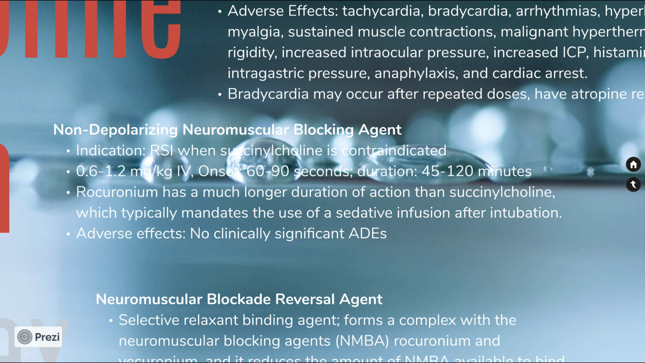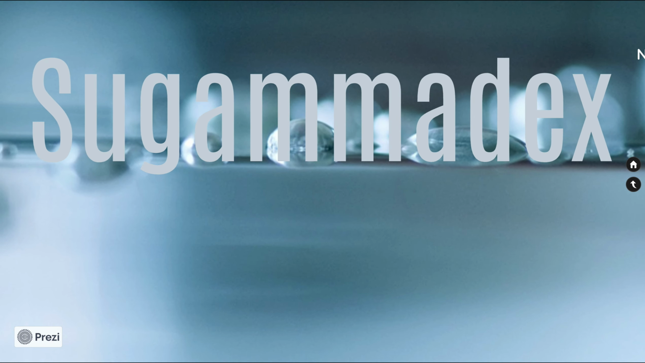But it is widely used now, at least in the Medical City and other hospitals. Rocuronium has a much longer duration of action than succinylcholine, by up to 2 hours ang duration ng effect ng rocuronium. But there are no clinically significant adverse effects associated to rocuronium. And you know what? What makes rocuronium even more attractive as a paralytic agent is sugamadex.